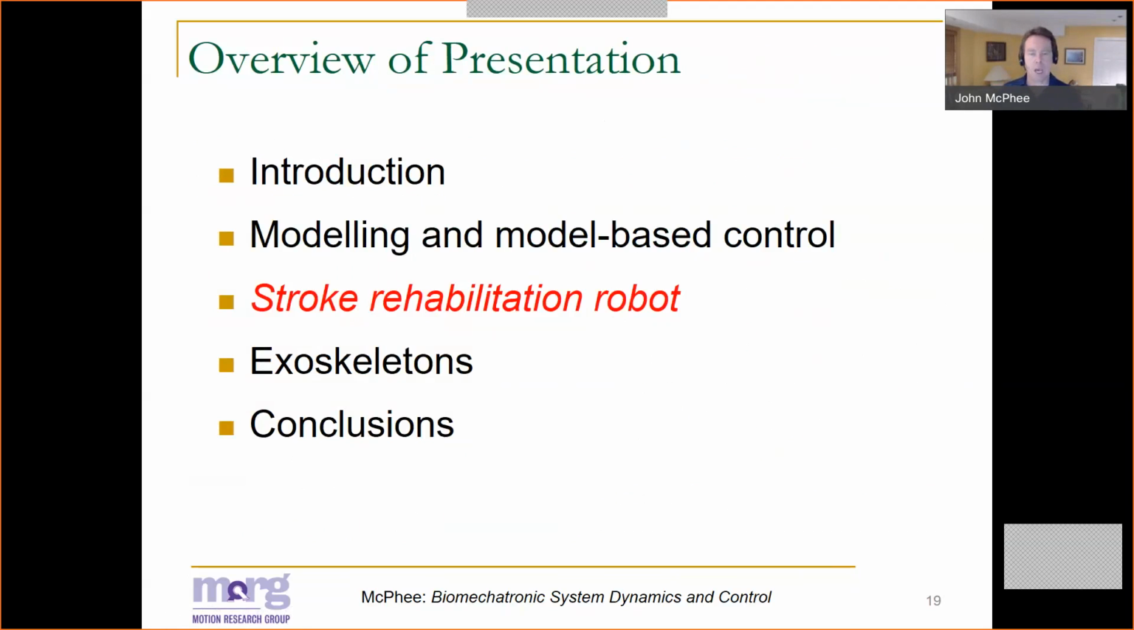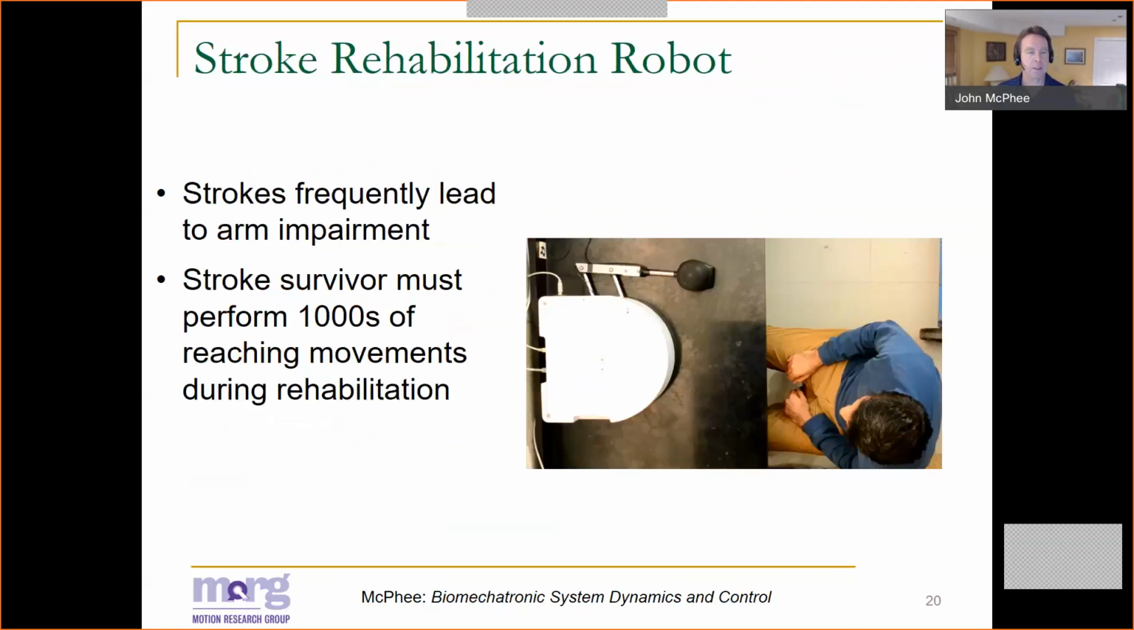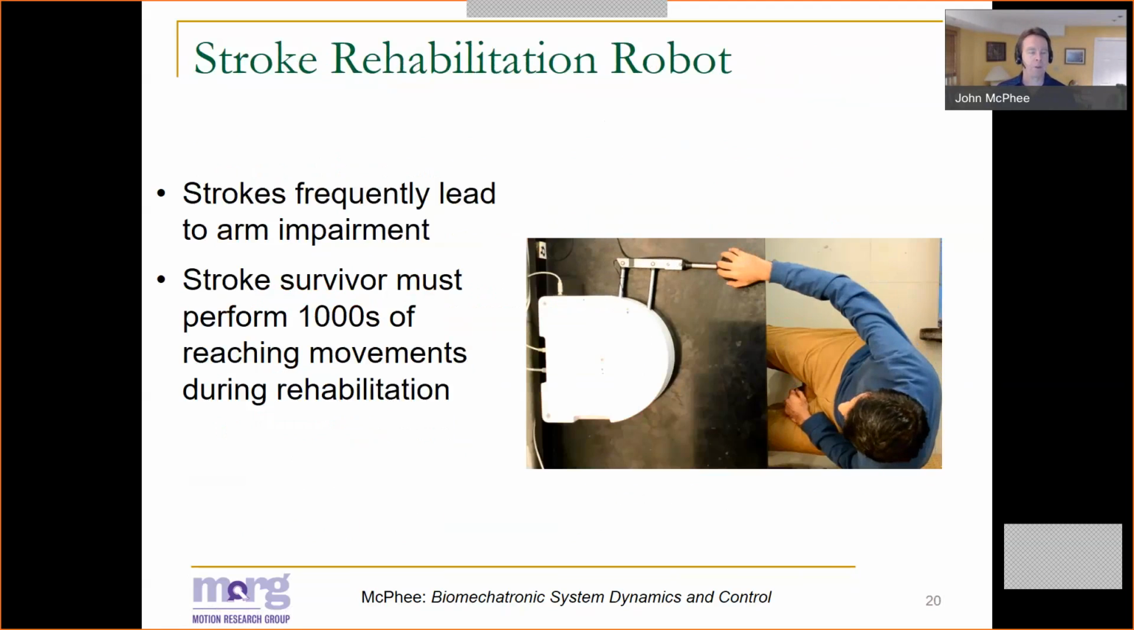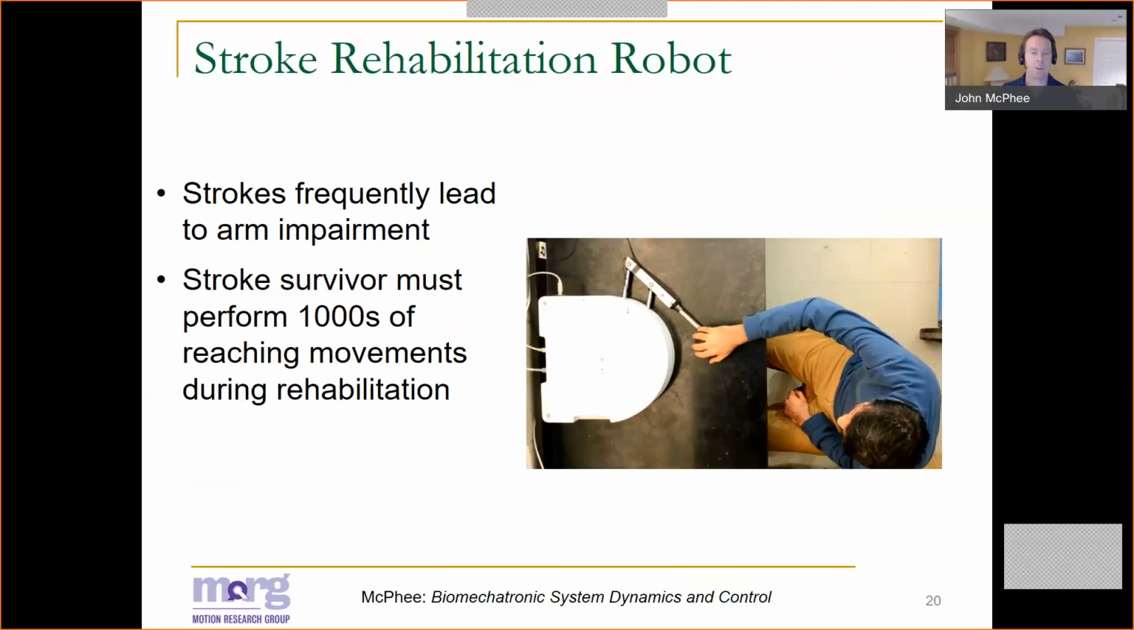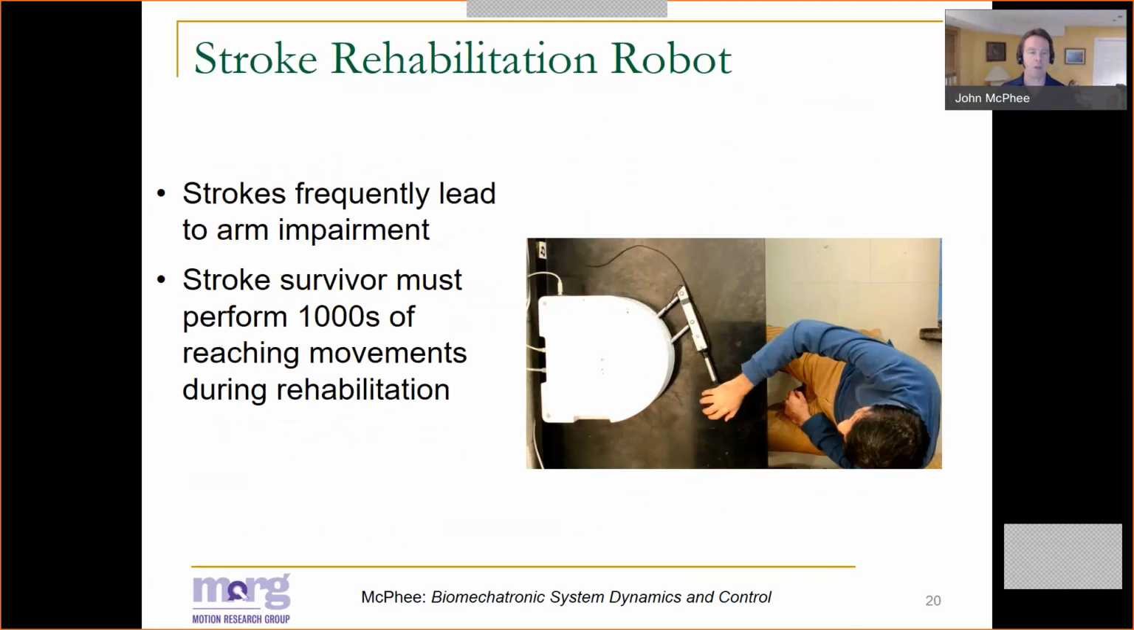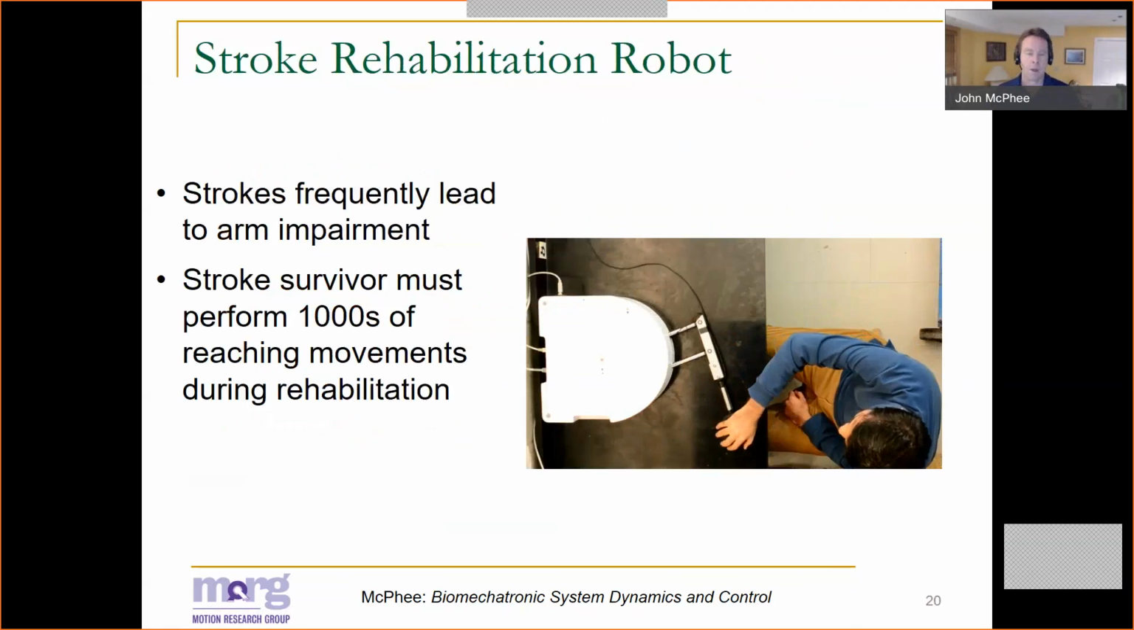So let me switch now to talk about applications to stroke rehab robots and exoskeletons. It's known that strokes frequently lead to impairments of the upper arm. And if you're fortunate enough to survive a stroke, then you probably need to do a lot of rehabilitation, which typically involves many reaching movements. Well, that can be very time consuming and boring and repetitive, which is something that robots are good at.